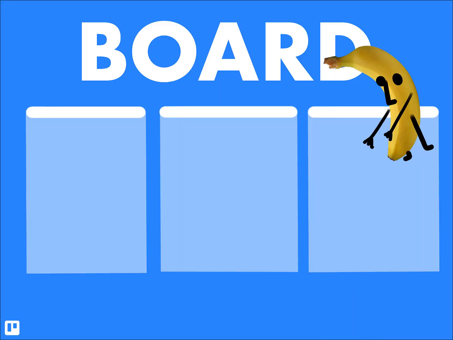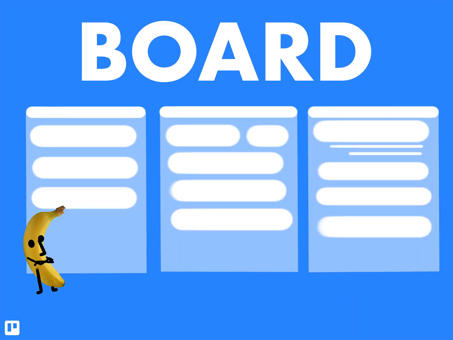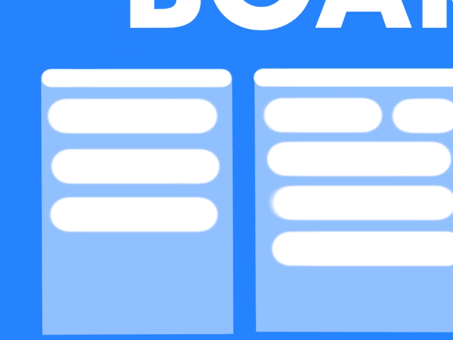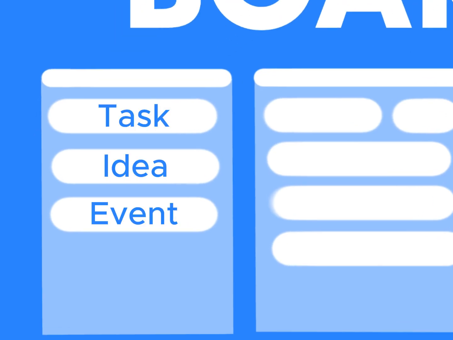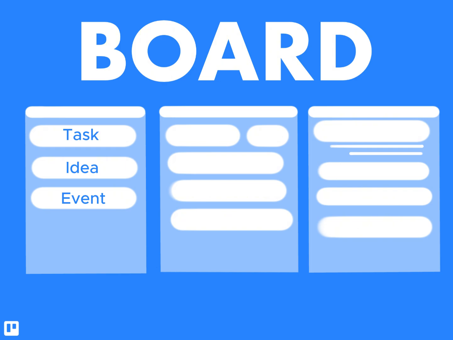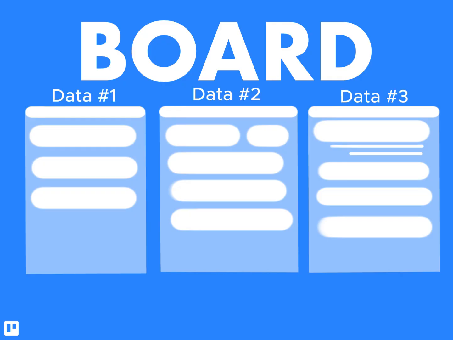Boards are made up of lists, and lists contain cards. Cards represent an individual task, idea, or event. Lists are commonly used to represent stages in a workflow, with a to-do, doing, or done, but they can alternatively be used to sort different sets of data or even different classes with homework assignments attached.